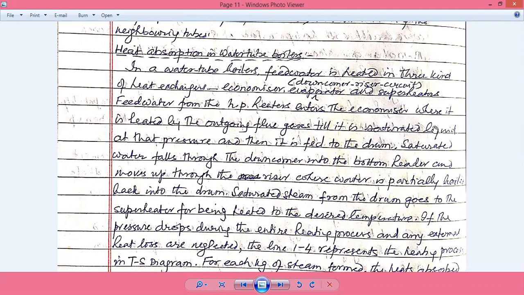So the water in the boiler drum is first heated in the heater, then in the economizer, where it is converted partly to steam and partly remains water. Next it goes to the evaporator of the boiler drum. The saturated steam from the boiler drum goes to the superheater to be heated to the desired temperature.